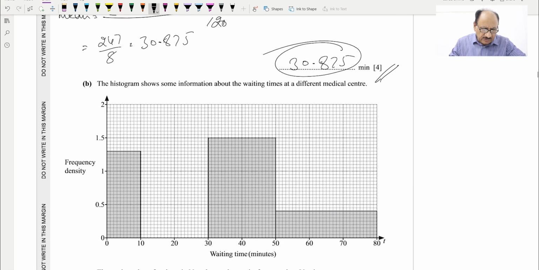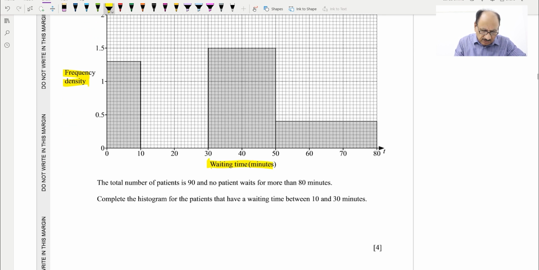Hopefully you understand this. Now for part b, the histogram shows some information about the waiting times at a different medical center. This side is frequency density and this side is waiting time in minutes. The total number of patients is 90 and no patient waits for more than 80 minutes, so everything is within this range. Then they are saying complete the histogram for the patients that have a waiting time between 10 and 30 minutes. So we can check for this one.